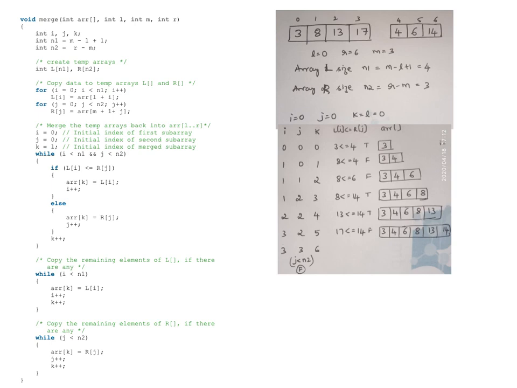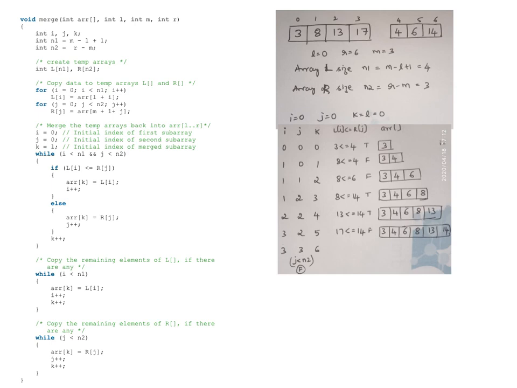Then 8 is compared with 14 here. That is, L of 1 is compared with R of 2, that is the j index, which is true. Now I am going to copy 8 to the original array. Increment I, increment k. Then 13 is checked with 14, which is true. 13 gets added to the array. Then 17 is checked with 14, so the second array element 14 gets added. Now if you look at, j becomes 3, k becomes 6. Now j less than n2. What is n2? n2 is 3. So j less than n2 fails. The loop fails, so it comes out of the while loop.